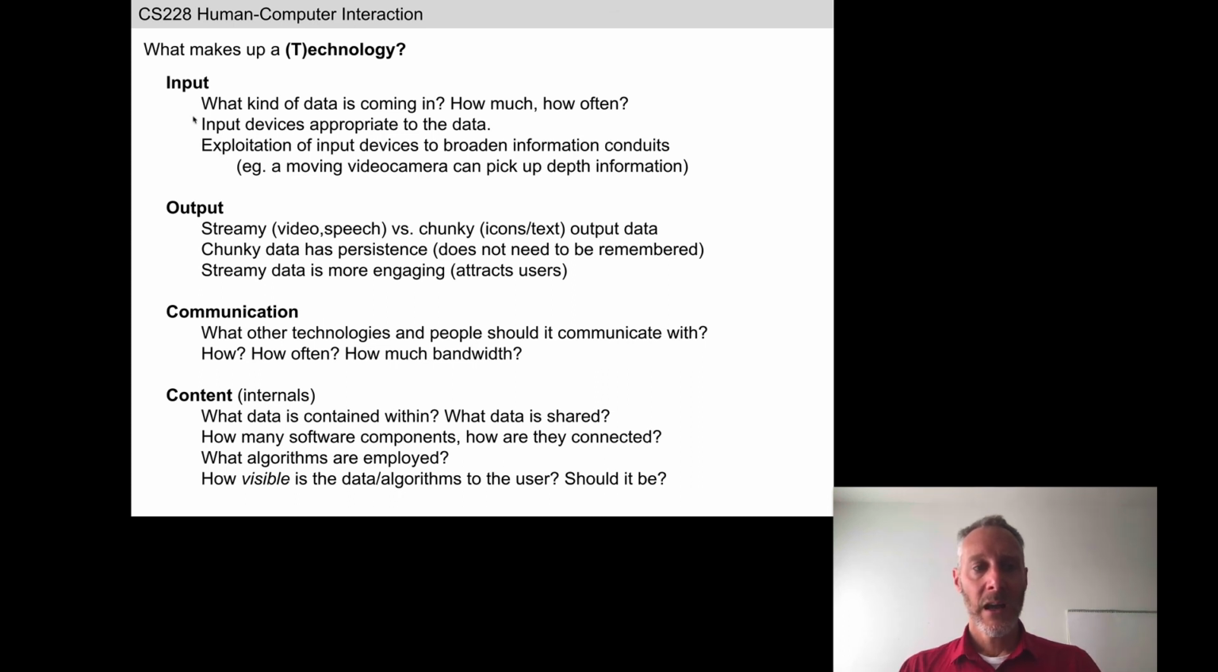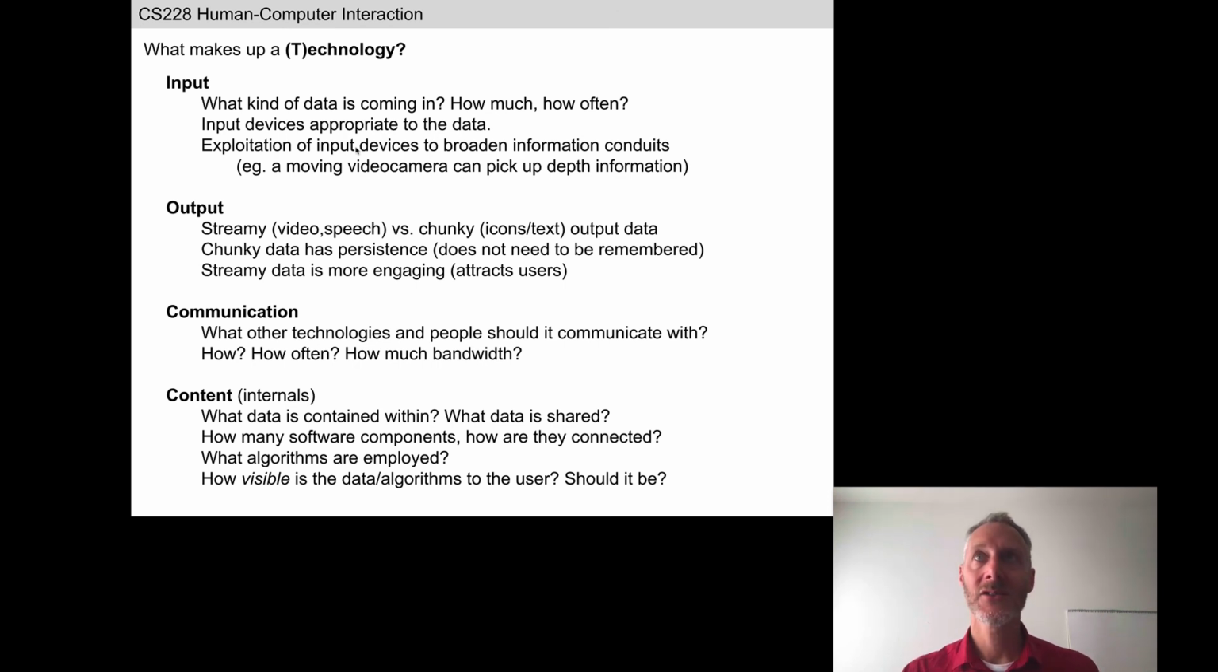Okay. In HCI, we're going to spend most of our time thinking about input and output. We're going to be focusing on the interface rather than the internals of our software. So what kind of data is coming in? How much? How often? What are the sensors that our technology has available to draw information in from the world? And what output devices does the technology have? Can the technology actually exploit movement, for example, to broaden the amount of information arriving at an input device?